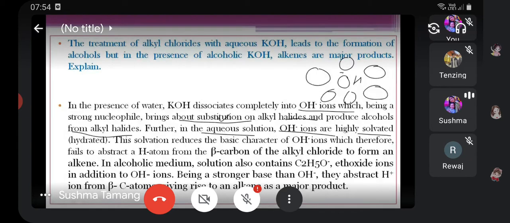Now the same thing: in alcoholic medium what comes is ethoxide ion. This ethoxide ion is a stronger base than OH minus, so it abstracts beta hydrogen and will give alkene as a product.